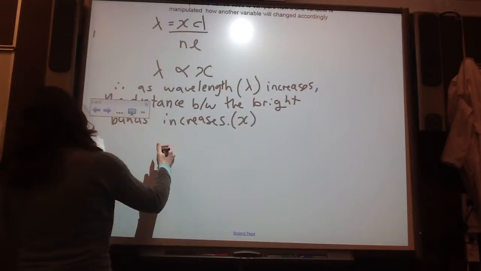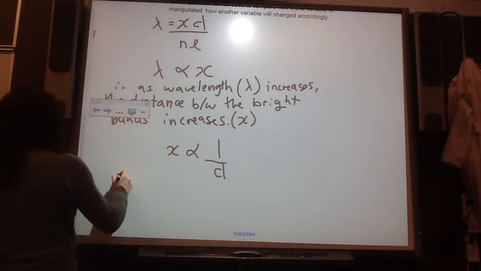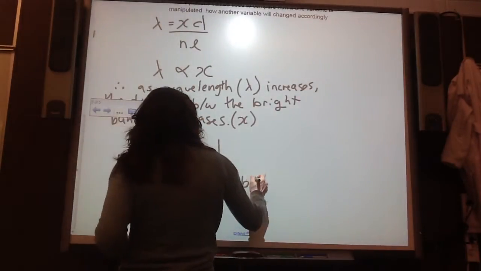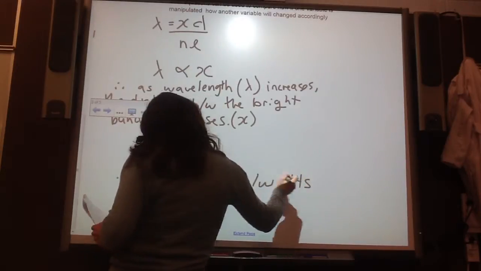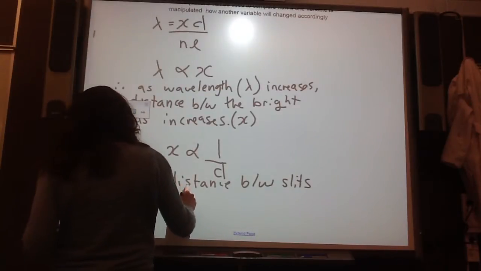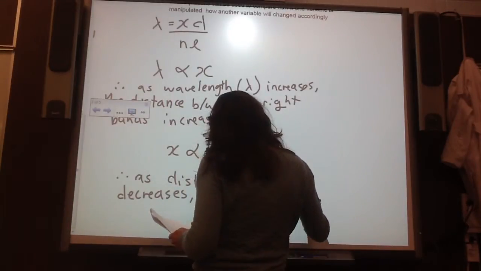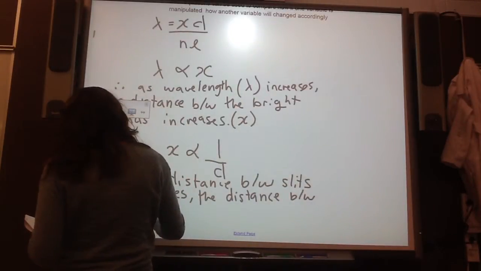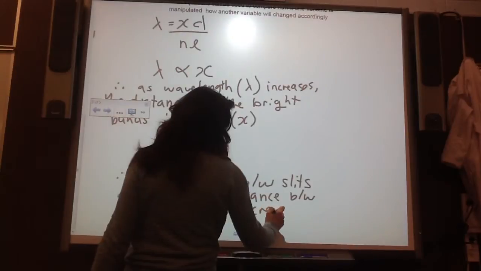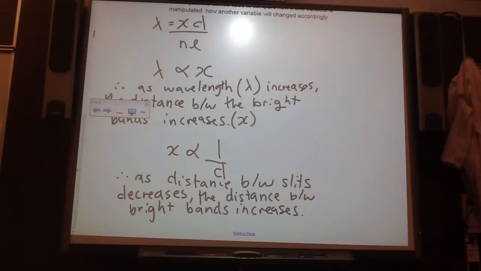Another one, we can see X is proportional to 1 over D. Therefore, as distance between slits decreases, the distance between bright bands increases. And you can do that for all of the variables and just compare.